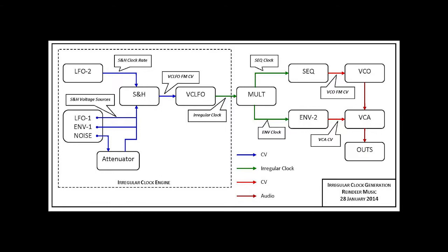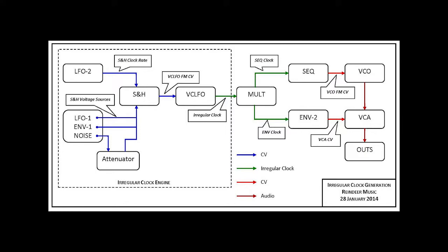In the block diagram being displayed, enclosed within the dash box is the portion of the patch that generates the irregular clock signal, the irregular clock engine, so to speak. The key components are the sample and hold and the VCLFO modules. The control voltage being sampled can be an LFO waveform, as long as it's something other than a square or a pulse wave, a noise source, or an envelope that can be set to cycle.